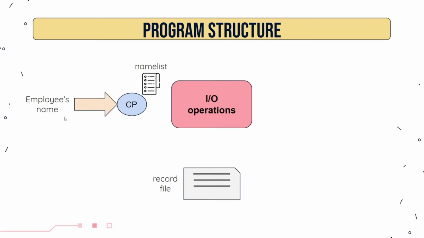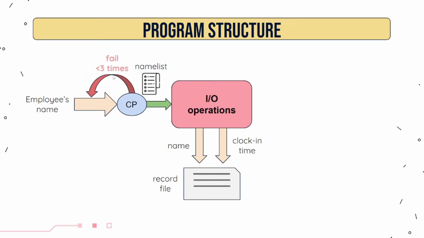When an employee inputs his or her name, we have a checkpoint here to see if his or her name is on the name list or not. If the name is on the list, the program will proceed and record down the name and clock-in time into this record file. If it's not on the list, then we will give 3 chances, and if the fail times reaches 3, the program will terminate.